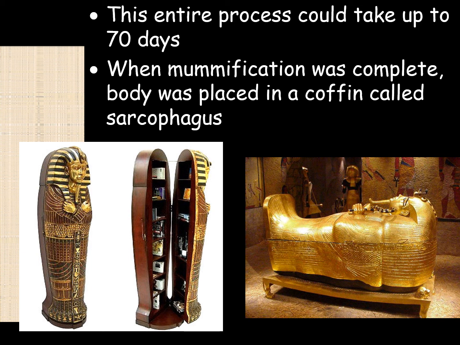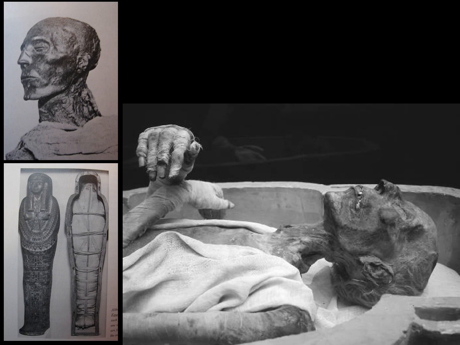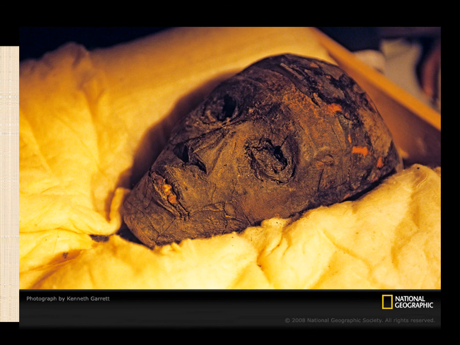When the mummification was complete, the body was placed in a coffin called a sarcophagus. The sarcophagus was then put into the pyramid. So here we have a couple different mummies. The big one over here is Ramses. We'll be talking about him next class, but he's in pretty good shape for 4,000 years old. They could actually tell that at one point he had red hair from his mummy. So here's another mummy. It's not in as good a shape as our last two. You can see the eyes are missing, but he does have a nice smile.